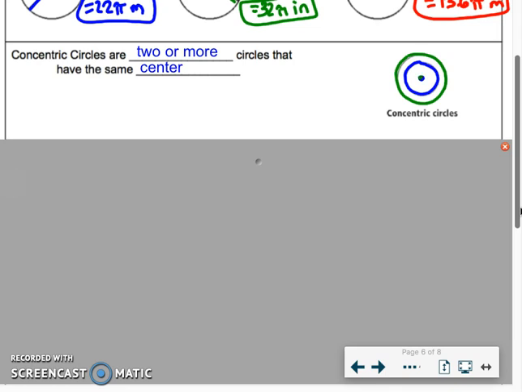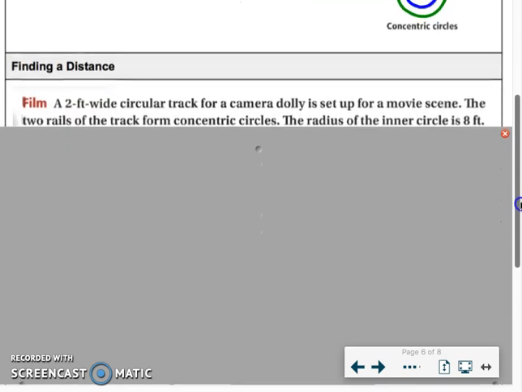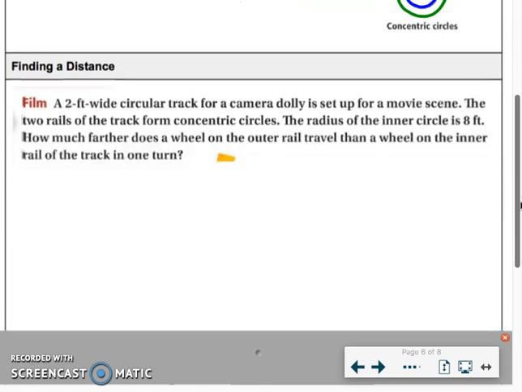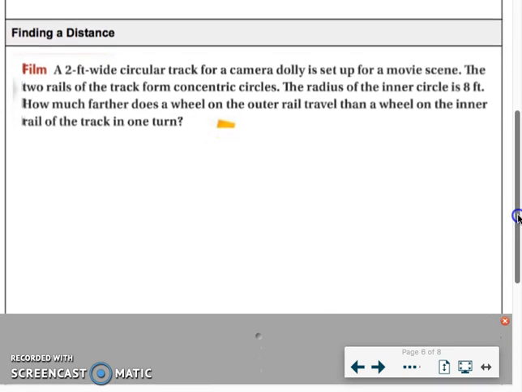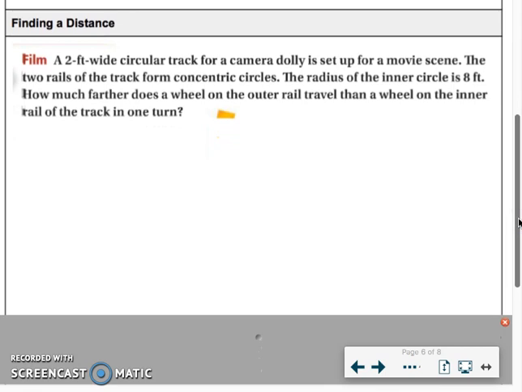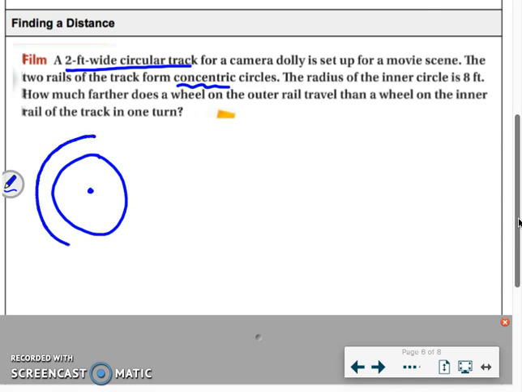Here's a problem regarding that, finding distance with circumference. Remember, circumference is that distance all the way around the circle. Here's what we have: a 2-foot wide circular track for a camera dolly is set up. The 2 rails of the track are concentric. That means that I have a picture something like this. I have a track, I'll have like an inner track, and I'll have an outer track. That 2-foot wide part comes in this distance. This distance is about 2 feet.